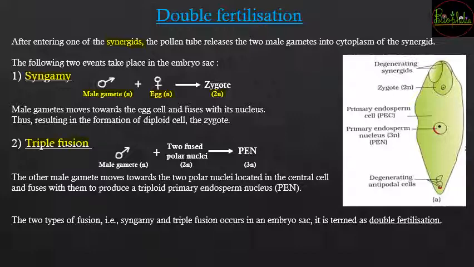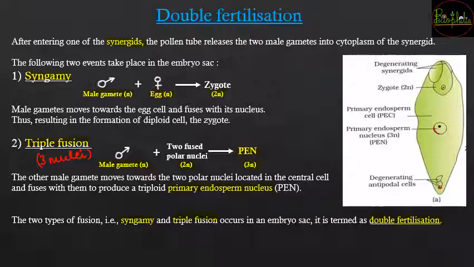Now why is it called triple fusion? Because it is going to involve three nuclei. Now which are the three nuclei? पहला होता है one male gamete that was left out after syngamy. तो ये male gamete is going to fuse with the two fused polar nuclei. तो polar nuclei कहाँ पे थे? Inside the central cell. So central cell के साथ अगर male gamete fuse हो जाता है, that is going to lead to formation of PEN. अब PEN क्या होता है? That is primary endosperm nucleus. Now this primary endosperm nucleus is going to be in a triploid state, क्योंकि male gamete था haploid और polar nuclei था diploid. So after the fusion, that is going to be a triploid nucleus. Now these two processes, syngamy and triple fusion, together would be called double fertilization.